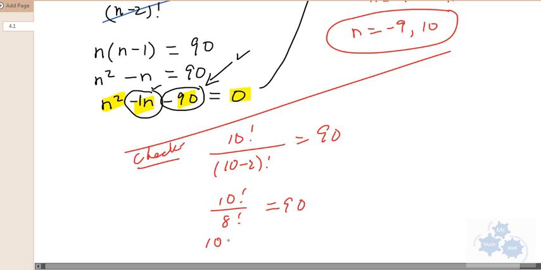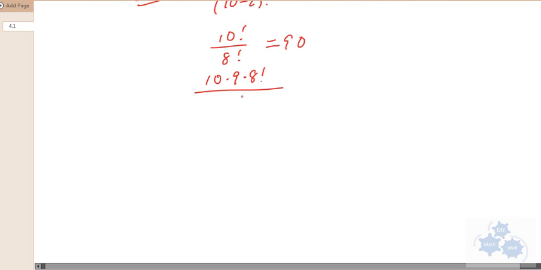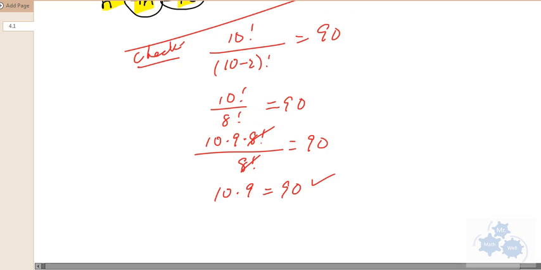If you remember, this is 10 times 9 times 8 factorial up top. Let me give myself some space here. And this is 8 factorial on the bottom. And so those would cancel out. And 10 times 9 equals 90. That is true. Okay, that is true. If we check the other one, and what was the other one? Negative 9. So negative 9 factorial over negative 9 minus 2, negative 11 factorial equals 90.